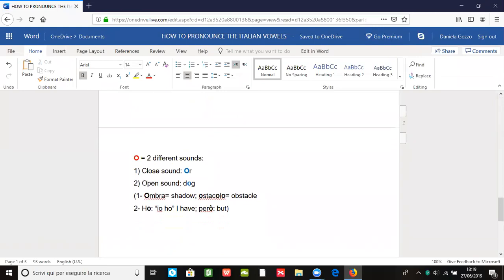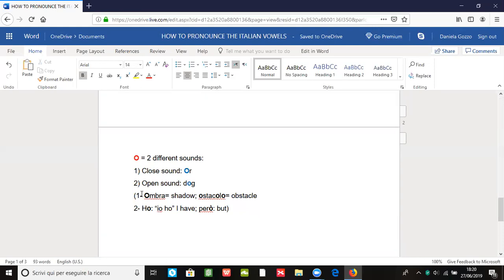So we have another vowel with two different sounds. So we have again close sound and open sound. Close sound, like for example the word or, and the open sound like in the English word dog. So O, A.